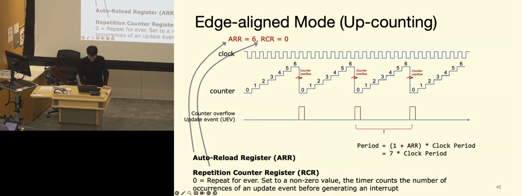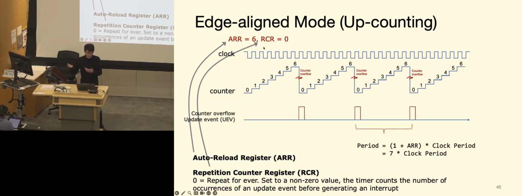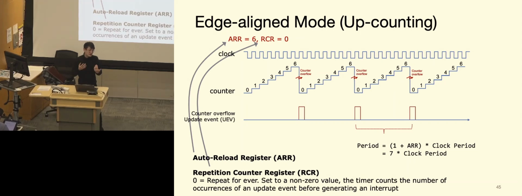So how do we actually calculate the period here? We basically take the clock period of the input, add 1 to the ARR because it counts from 0 to that number, and multiply by that number. That gives you the period of the signal being generated. This is under the assumption that the RCR, the repetition register, is set at 0. If it has another number, then you just multiply by that factor.